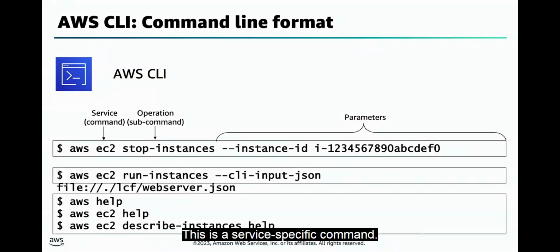This is a service-specific command. In the example, the first command uses the stop instances operation. Calling this operation on an EC2 instance will cause the server to shut down. Finally, the call includes any parameters the command needs to run. The first example specifies the instance ID of an EC2 instance as the target of the stop instances command.